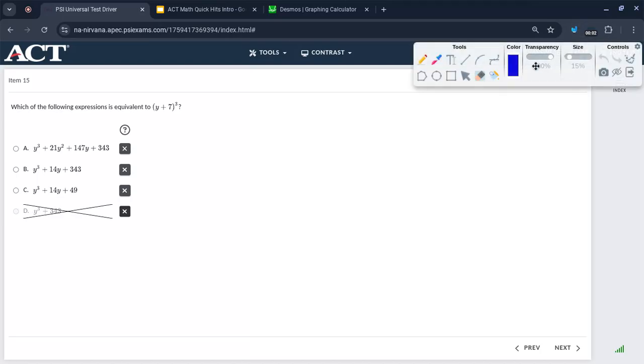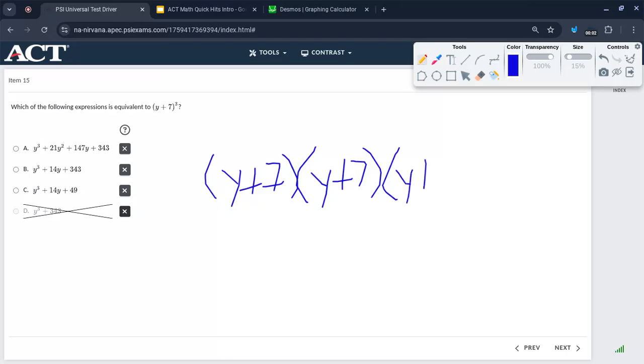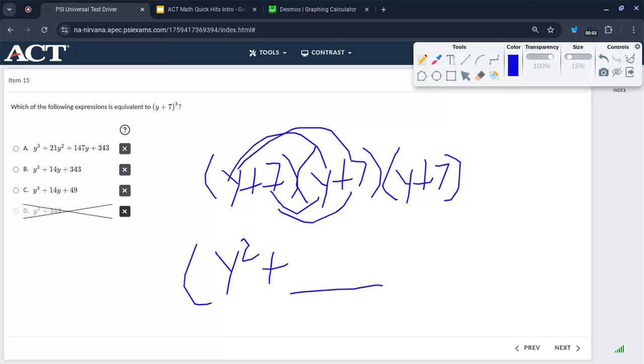We can work through this algebraically. Like I said, this really just means y plus 7 times itself 3 times. Then we would have a whole bunch of distribution to do. We would do this distribution, and all that multiplication, and then we'd end up with y squared plus some stuff. Then we'd have to do the distribution again to that other y plus 7. So it's not terrible, it's just a bunch of multiplication. However, that can get kind of clunky, and we can make a mistake in there and end up at the wrong spot.